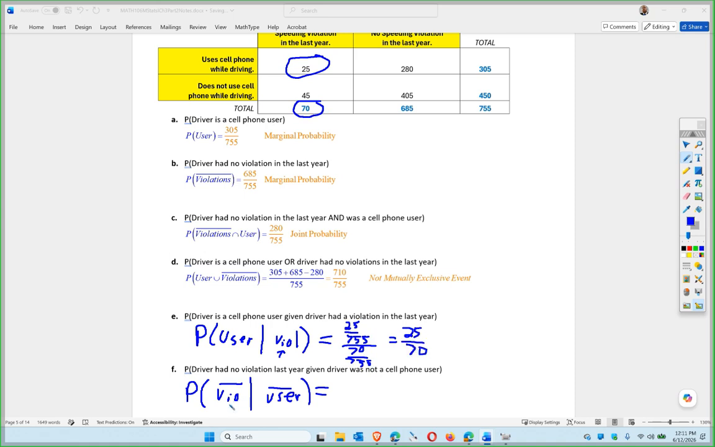Okay? So no violations and no users. So no violations and no users is 405, right? That's a joint probability. So 405 out of 755. And then the condition of not a user, so not a user is 450, it's a marginal. So 450 out of 755. So I get 405 out of 450. Okay? All right, so those are both conditional probabilities.